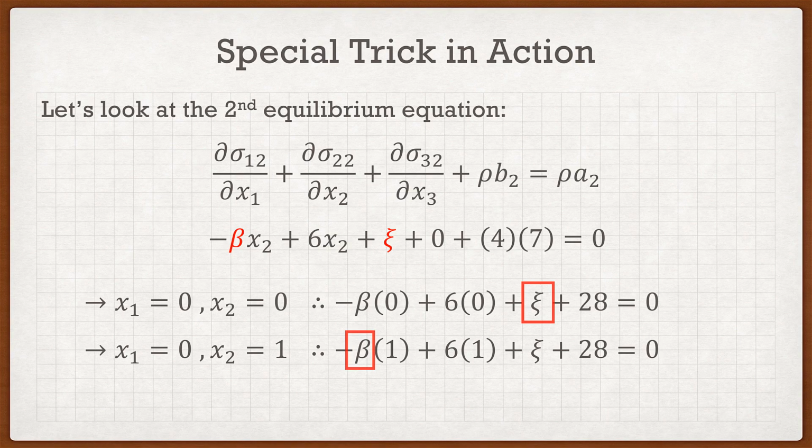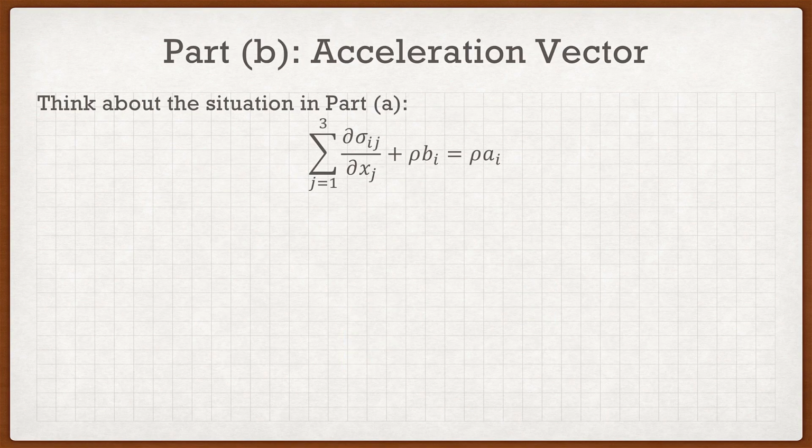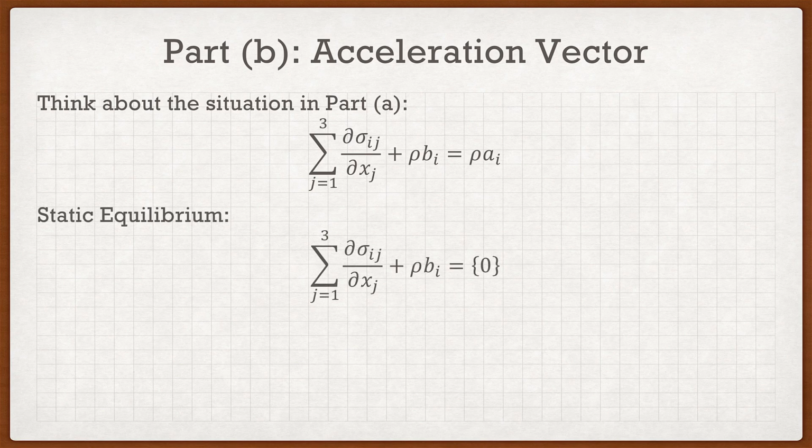Now let's talk about part B, where part B kind of does the opposite, because in part A, we said that it's in static equilibrium, so therefore there's no acceleration, and we were given a body force vector. Now, part B kind of switches it around, where it says there are zero body forces, so that B components in this equation will be zero, but what is the acceleration vector? So let's think about the situation in part A. Here's the general equation. And we said, okay, part A is in static equilibrium, so we know that the acceleration vector is going to be equal to zero.